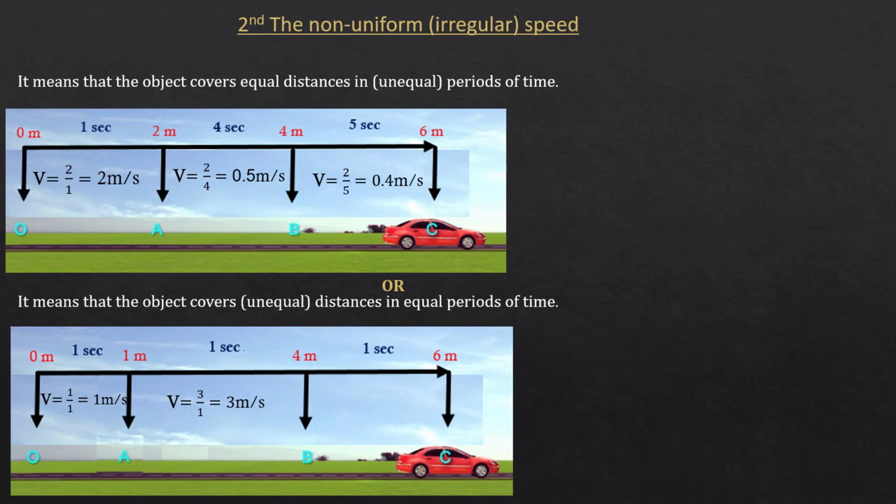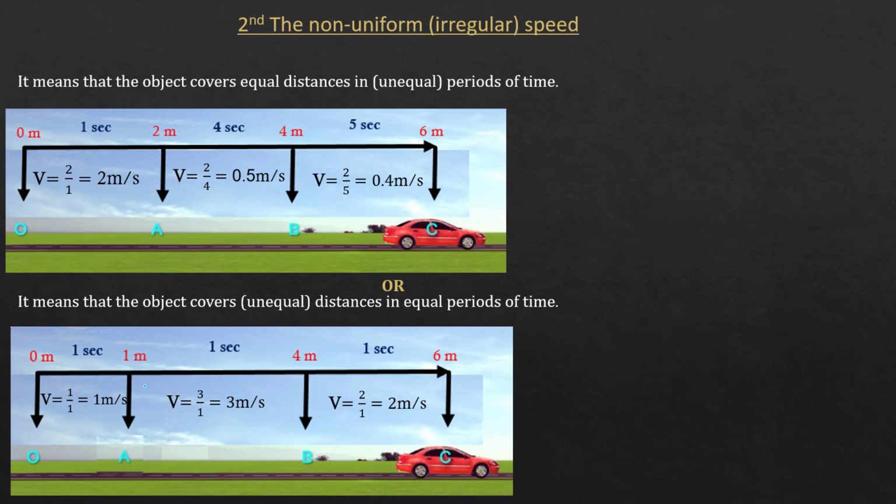From 1 meter to 4 meters, the distance is 3 meters and the time here is 1 second, so it will be 3/1 equals 3 meters per second. Finally, between B and C it will be 2 meters per second, because the distance here is 2 meters, from 4 meters to 6 meters, over a time of 1 second, so it's equal to 2 meters per second. So look here, the speed is not equal, so it's non-uniform speed, it's unequal speed.